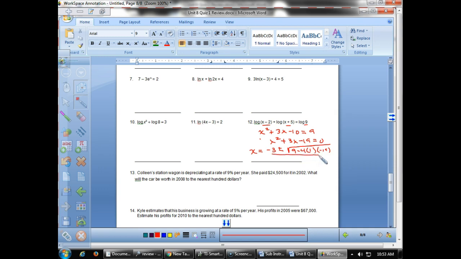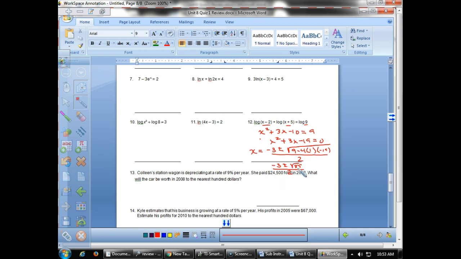Okay, all over 2a, and a is just a 1. So I'm going to get -3 plus and minus, and that's going to be what? Root 85. Okay, so 85, and then I'm going to do over 2. Now, what I need to figure out is when the square root of 85 is positive, what does it give me when I add it to the -3, and when it's negative, what does it give me?